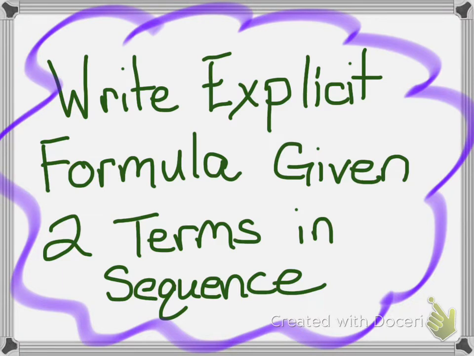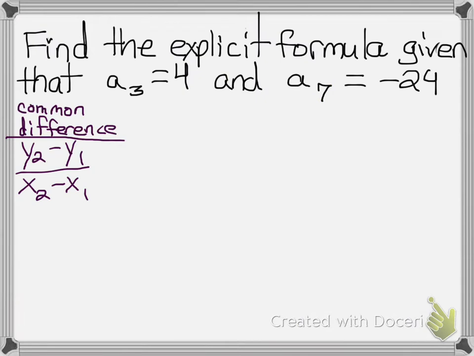In this video, I'm going to teach you guys how to write an explicit formula given two random terms that are in the sequence. Let's look at this first example. It says, find the explicit formula given that a sub 3 is 4 and a sub 7 is negative 24. So they gave us the third term and the seventh term in the sequence.